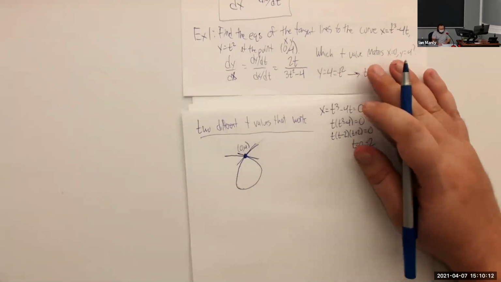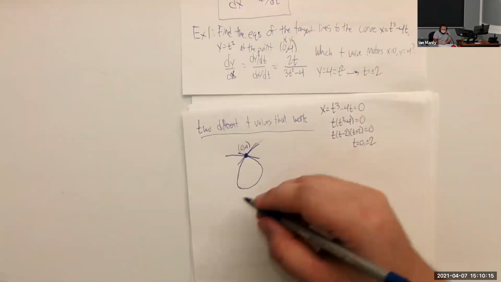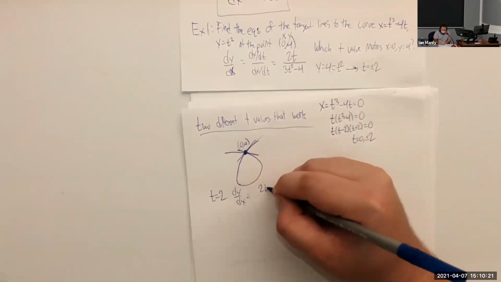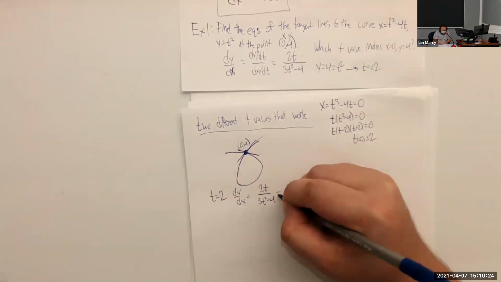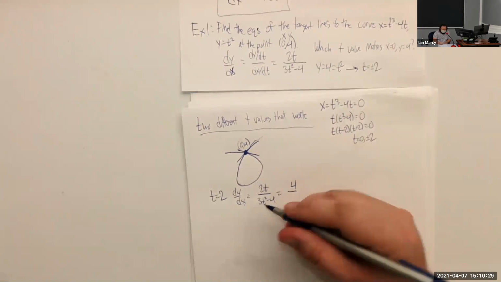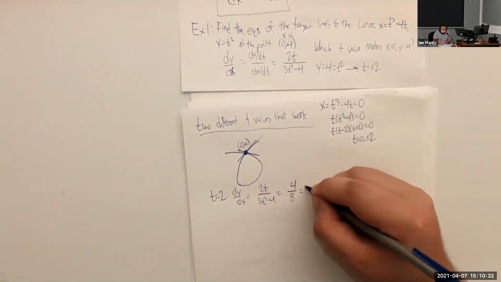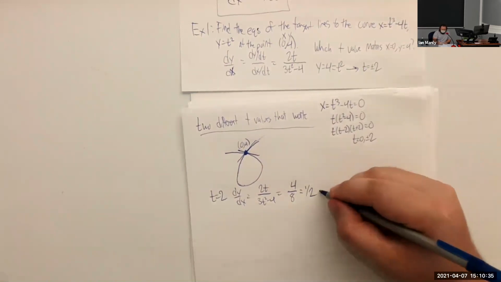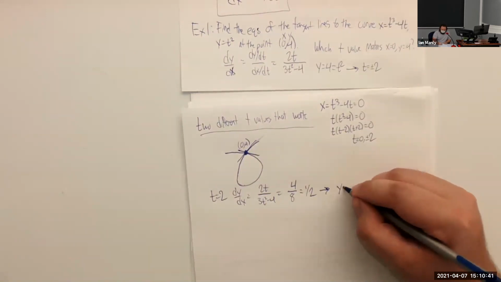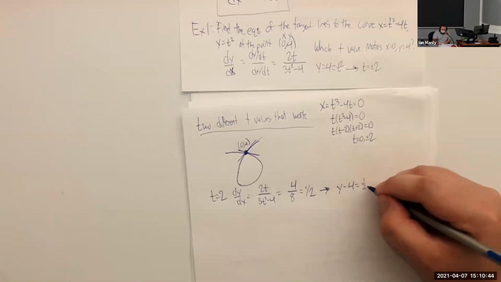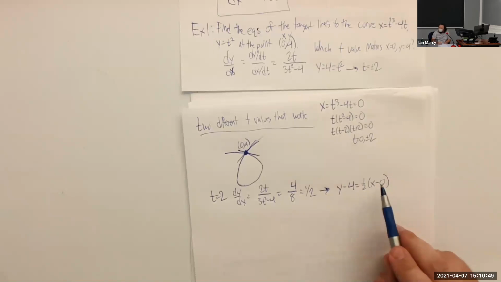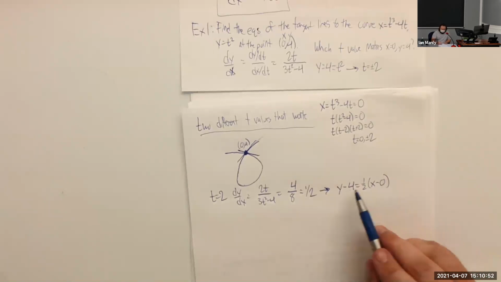So we have two different t values. Let's figure out what our dy/dx is for, say, t equals 2. Let's do that one first. We have dy/dx is 2t over 3t squared minus 4. So this is going to be 4 over, let's see, 2 squared is 4 times 3 is 12 minus 4 is 8. We have 1/2. So our first tangent line is going to be y minus 4 is equal to 1/2 times x minus 0. Because remember, it still has to go through the point (0, 4). So we still have that point, it's just the slope is going to be 1/2.